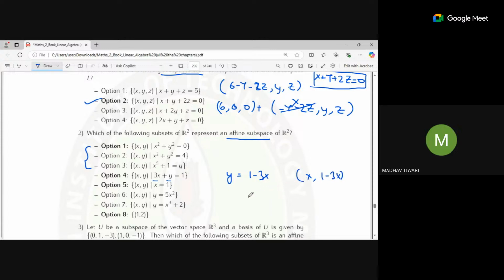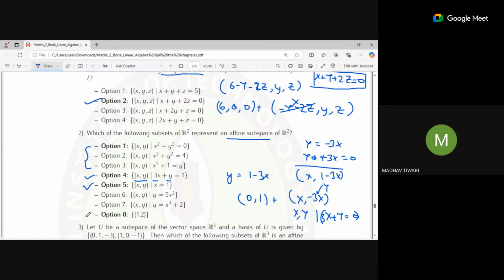So what will be my translatory vector here? 0, because this has no constant term. And what is this having? 1. I can write 0 comma 1 plus x comma minus 3x. I want to write it in this form, x and y, so I can put this value y here. What is y? y is equal to minus 3x, or I can write y plus 3x should be equal to 0. So x comma y, where 3x plus y is equal to 0. So it is a subspace. So this is an affine subspace. Same for this, and same for this one.